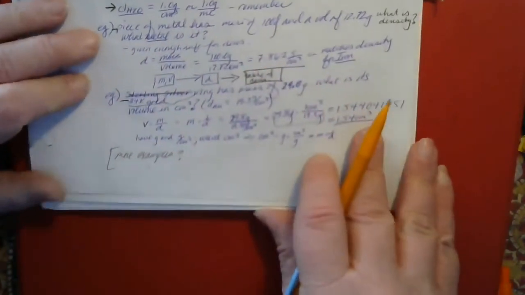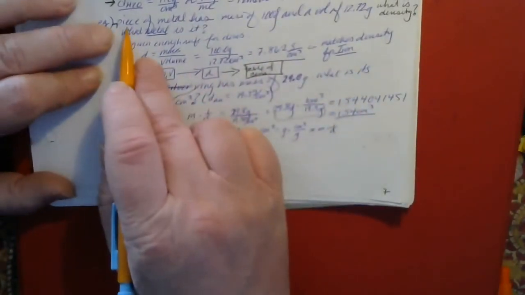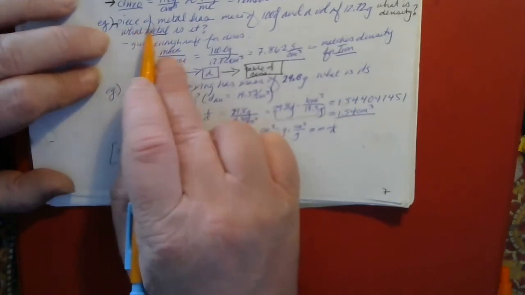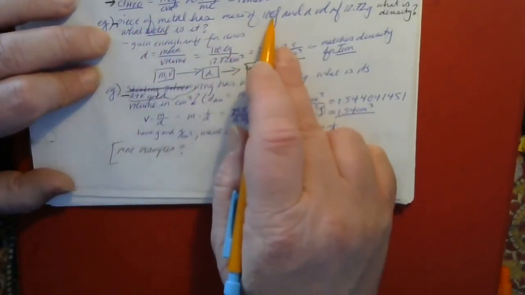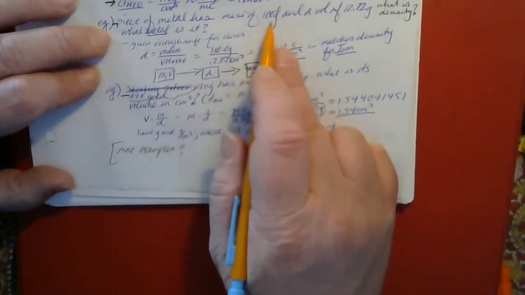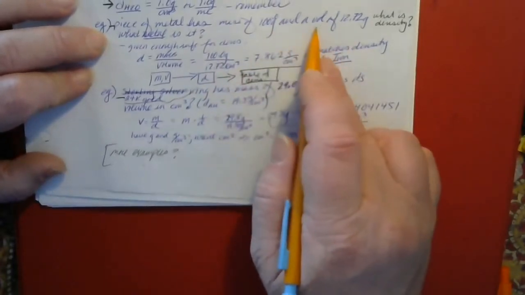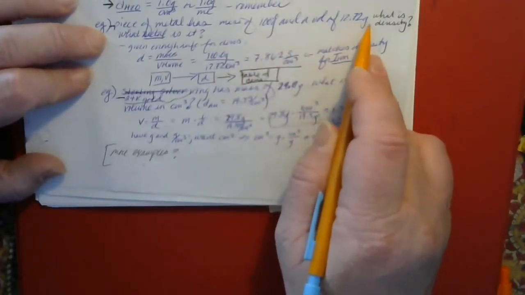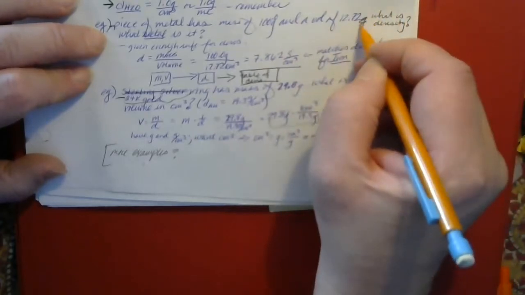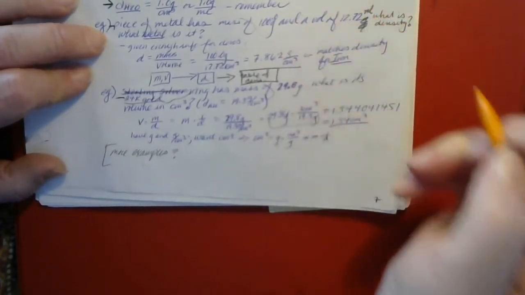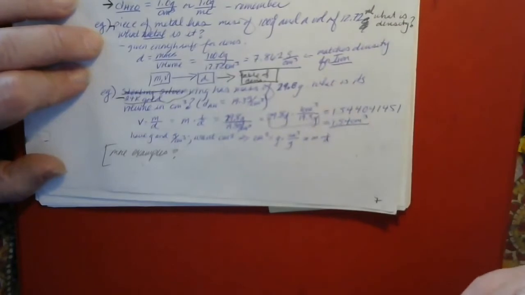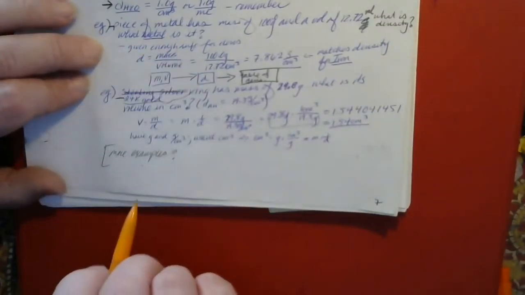So an example of what you can do with density is, for example, if you have a piece of metal that has a mass of 100.0 grams and a volume of 12.72 milliliters, what is its density? And what metal is it?